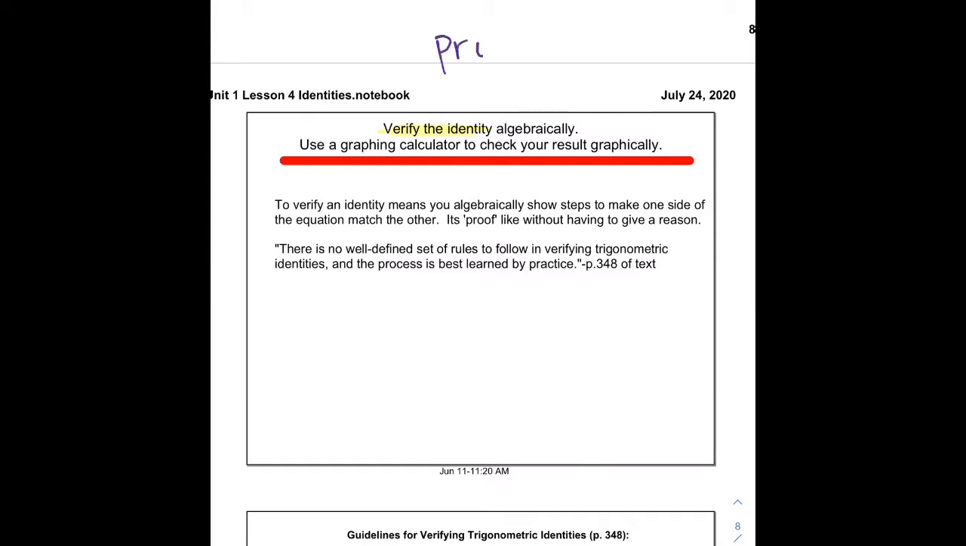It is proof-like. In other words, the point of verifying an identity is to show work. And I know that sometimes when you're doing numerical calculations, teachers don't always require every single step, but this is one of those lessons where you want to overshow your work, not under.